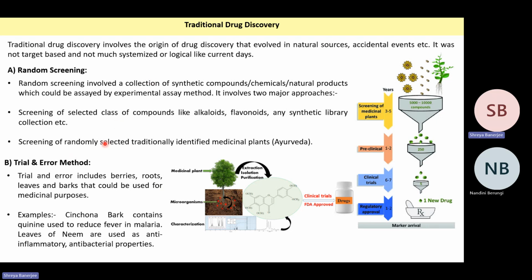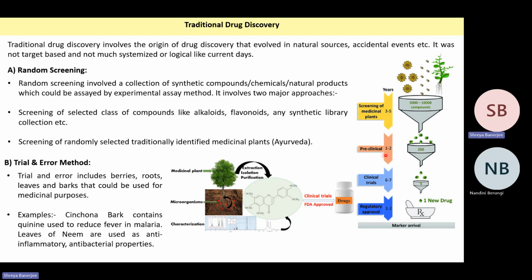The other method is randomly screening traditionally identified medicinal plants from Ayurveda. You know from tradition and history that certain plants have medicinal properties, so you randomly screen the medicinal plants. This entire screening process of 500 to 10,000 compounds can take up to 3 to 5 years. From that, it is narrowed down to around 250 compounds, which show some level of activity. Then the preclinical trials are carried out in vitro as well as in vivo to study different characteristics like toxicity and efficiency and so on.